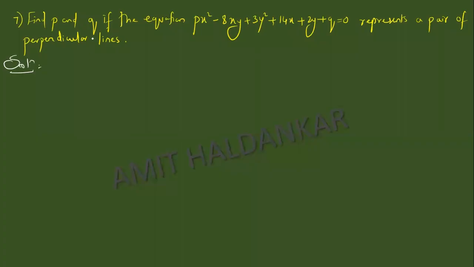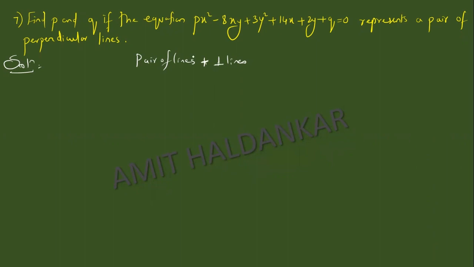Now find p and q if the equation px square minus 8xy plus 3y square plus 14x plus 2y plus q is equal to 0 represents a pair of perpendicular lines. Now over here it is already given that this equation represents a pair of lines as well as perpendicular lines. So there are two things over here, pair of lines plus perpendicular pair of lines.